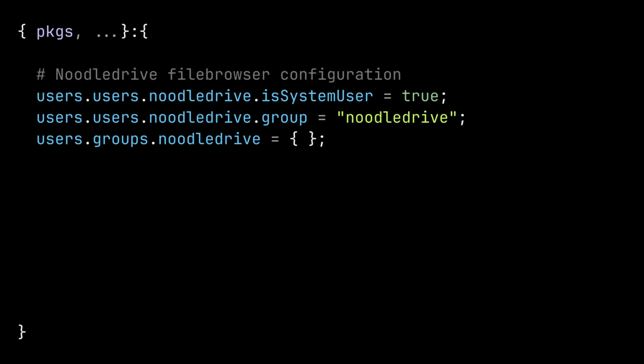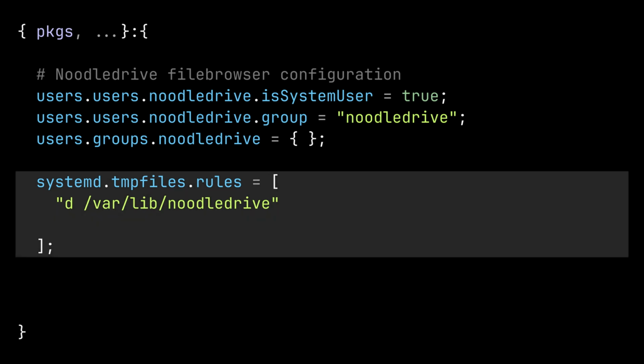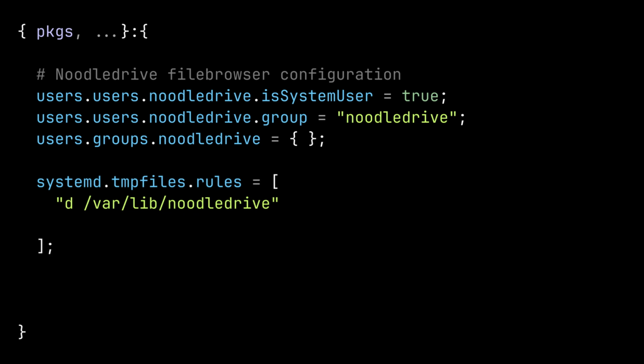After creating the user and group, we'll create a directory to put the stateful files for Filebrowser. We will follow the common practice by placing it in the /var/lib/noodle-drive directory. By using the option systemd.tmpfiles.rules, we can create a directory declaratively with correct permissions and ownership. If somebody accidentally changed the permission or ownership, it will be reset to the correct one on the next reboot.